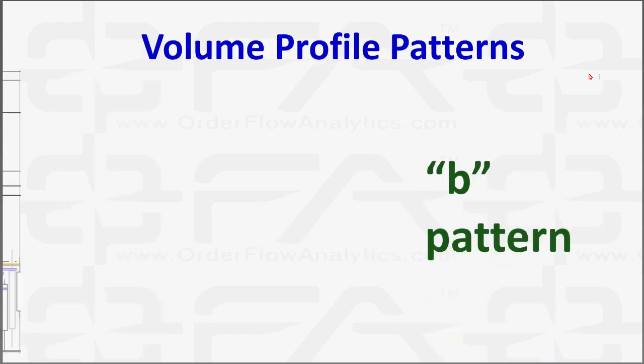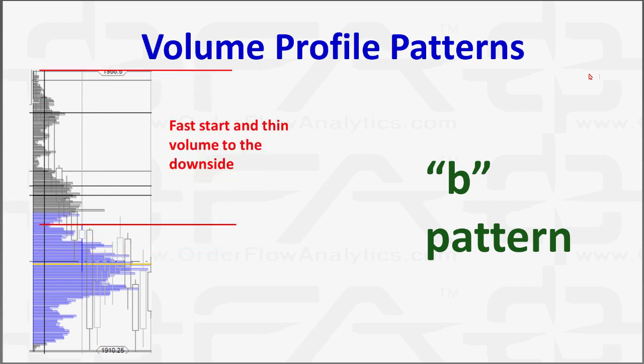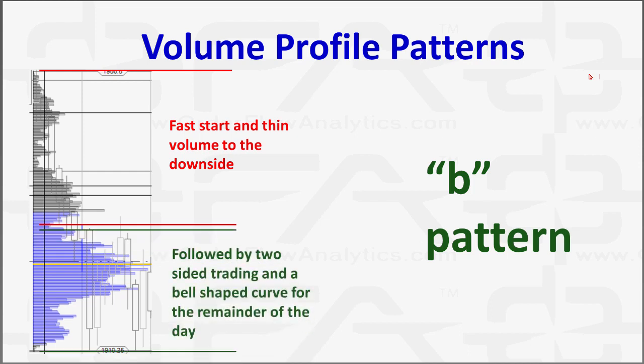So some other patterns of volume profile, a B pattern. A B pattern is you get a fast start and thin volume to the downside in the day, and then it's followed by two-sided trading and a bell-shaped curve for the remainder of the day. This structure is telling you that sellers had a lot of conviction at the beginning of the day, and through the end of the day, that buyers started holding, right? Buyers started two-way interaction.